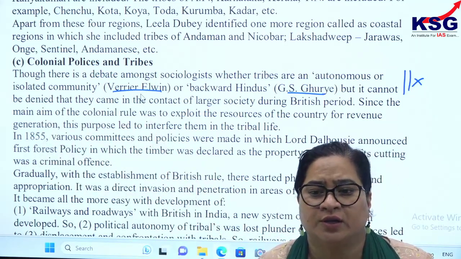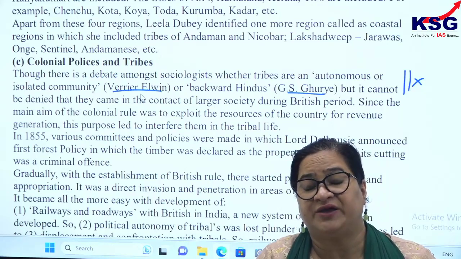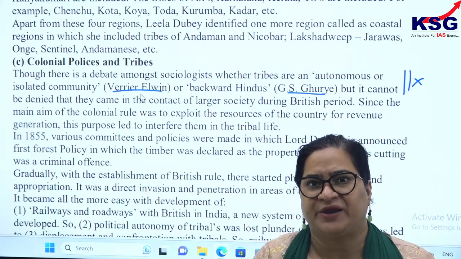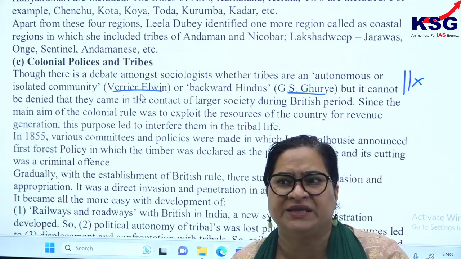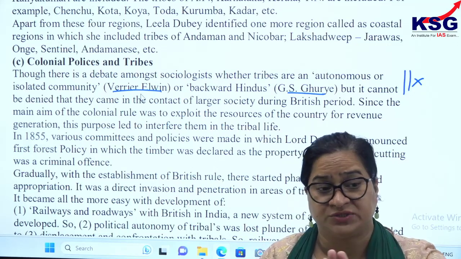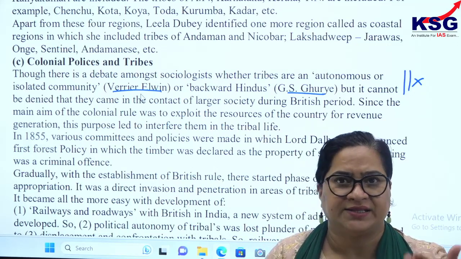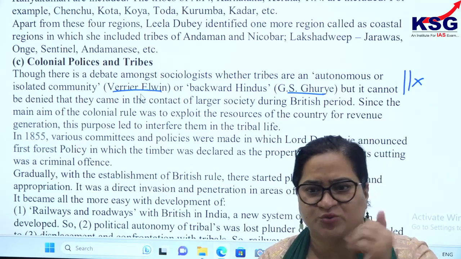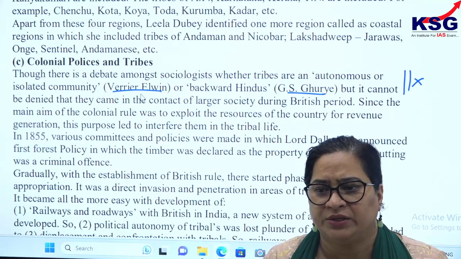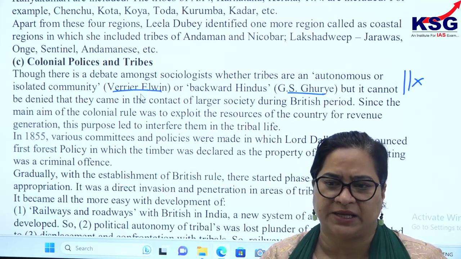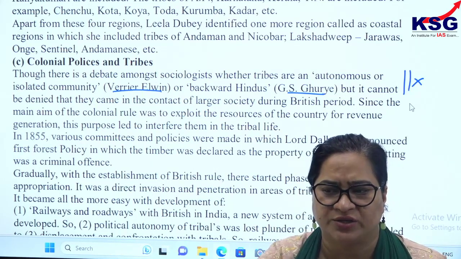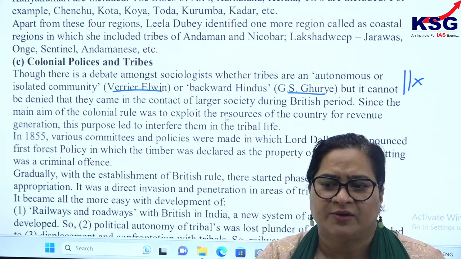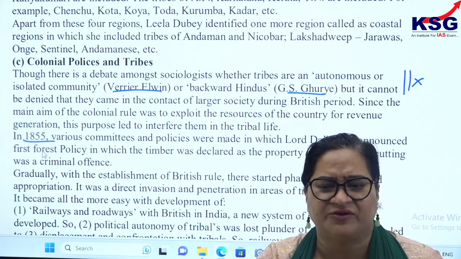So Verrier Elwin was considered to have a very good and thorough understanding of tribals in India, with non-participatory observation, maintaining a sense of neutrality despite being a part of the community. That's why his research work and his writings are highly honored, and that's why you have him over here. So when we are reflecting upon Verrier Elwin or G.S. Ghurye, you can discuss their insights also if you want to. But anyway, you can start straight away from here.